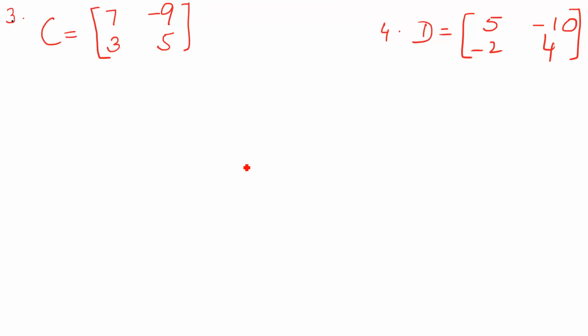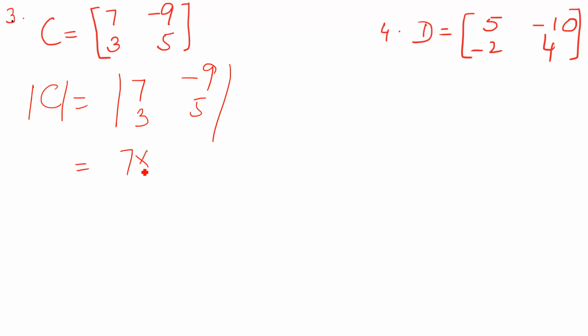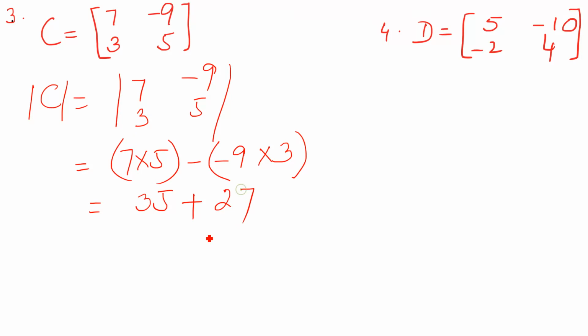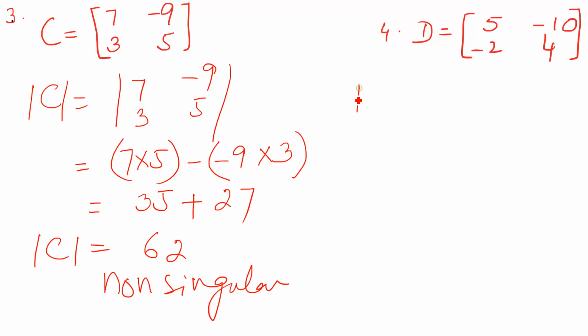C, the determinant of this is 7, 5, -9, 3. So how will we do it? 7 multiplied by 3 is 21, minus, and see here is another minus, so it will be plus. Whenever you see a minus, you have to pay more attention. 21 plus 45, which is equal to 66. So this is also a non-singular matrix because its answer is not 0.